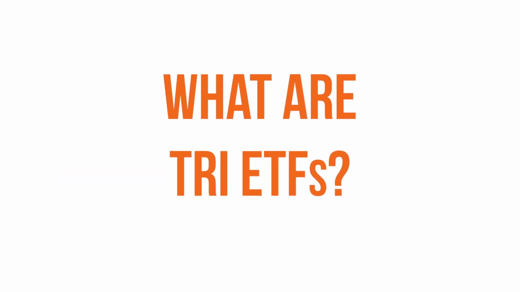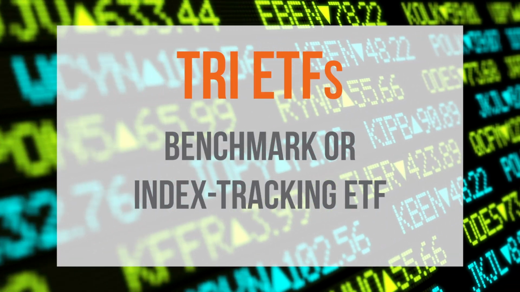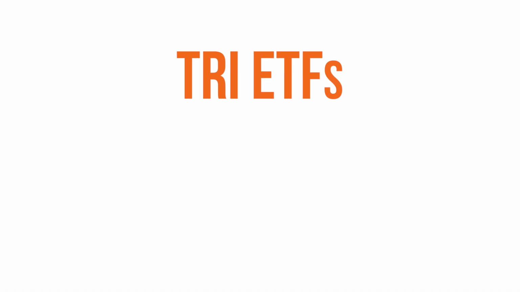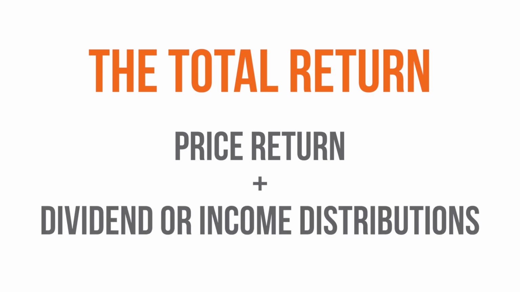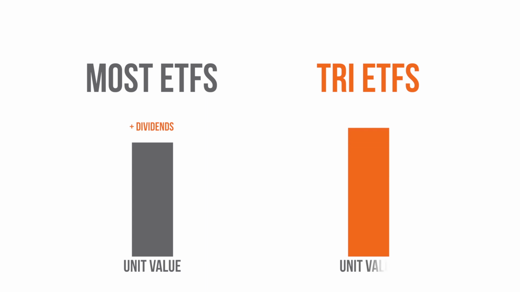What are TRI ETFs? Put simply, TRI ETFs are a special type of benchmark or index tracking ETF. As their name implies, these ETFs provide the total return of an underlying index to investors. The total return is calculated as the price return plus the compounded returns of any dividend or income distributions from the constituents of the underlying index. Most ETFs pay out dividends or income from the constituents of the underlying index separately, but with TRI ETFs, the total return is reflected in the actual unit value of the ETF.